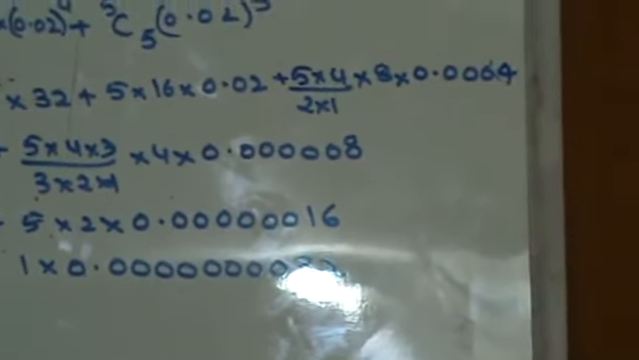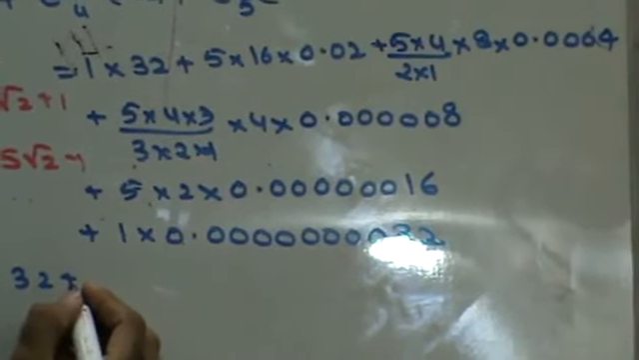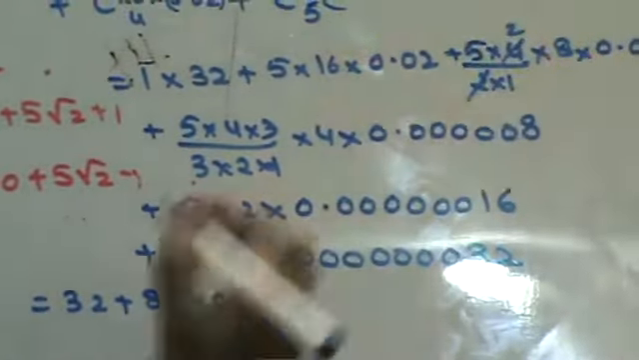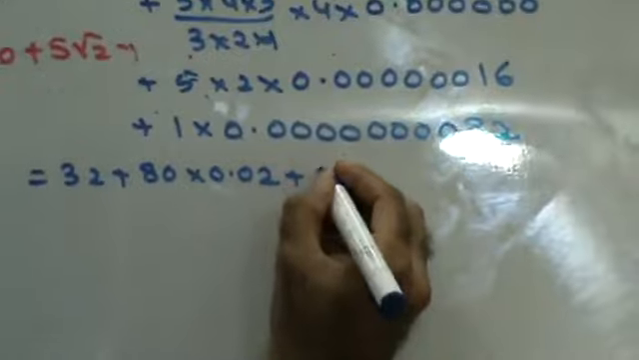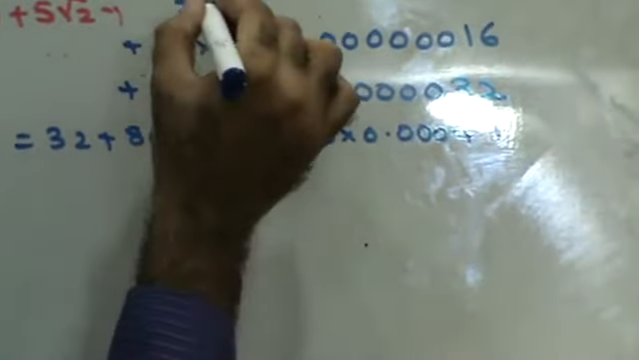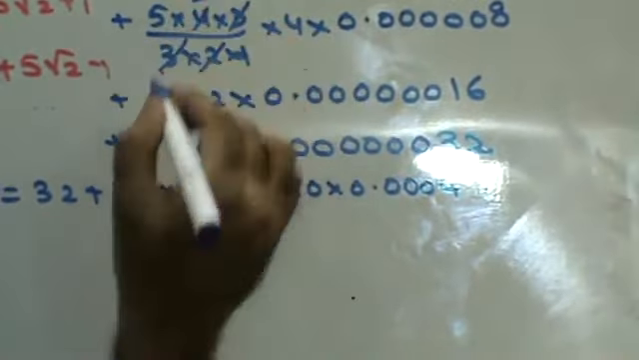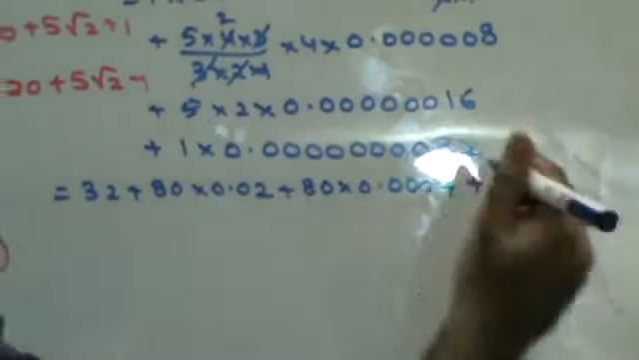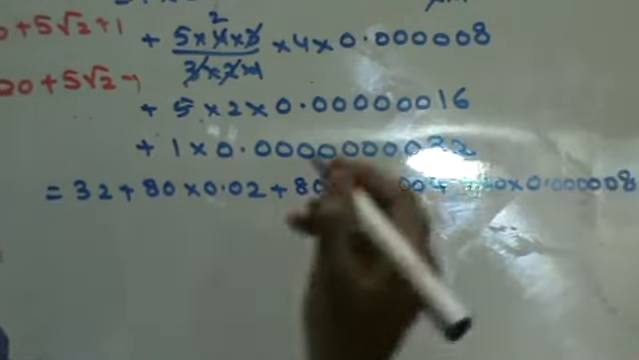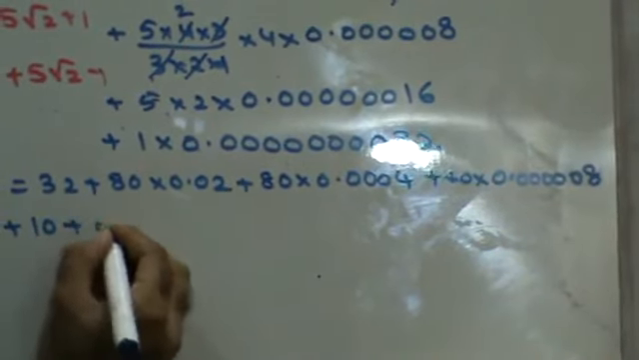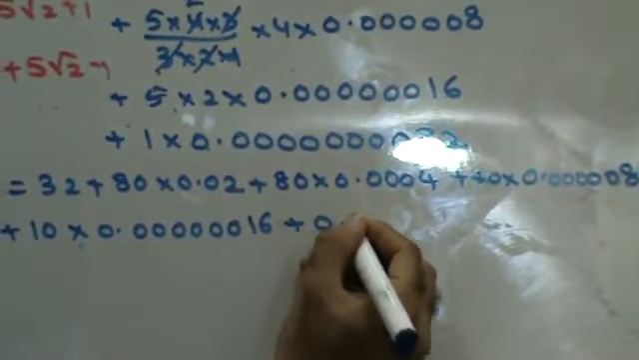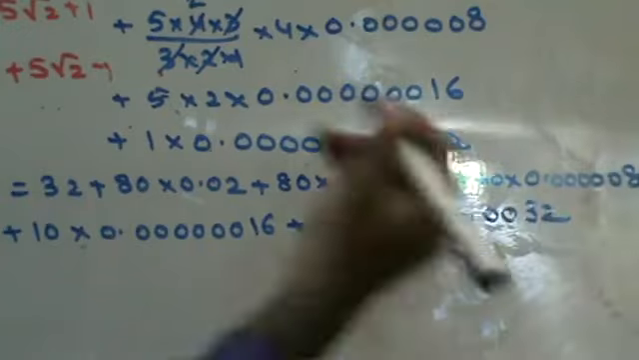So when you multiply this, this is going to be equal to 32 plus 16 5s are 80 into 0.02 plus 16 5s are 80 into 0.0004 plus 10 4s are 40 into 0.000008 plus 5 2s are 10 into 0.00000016 plus 0.0000000032.